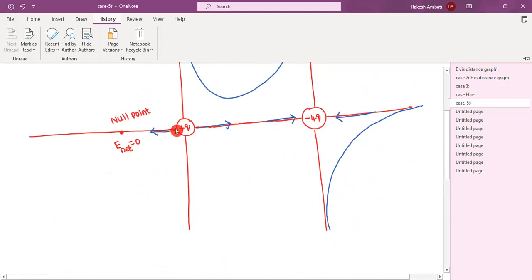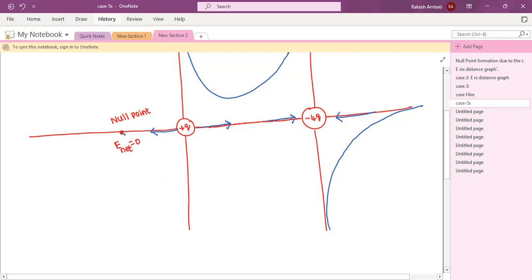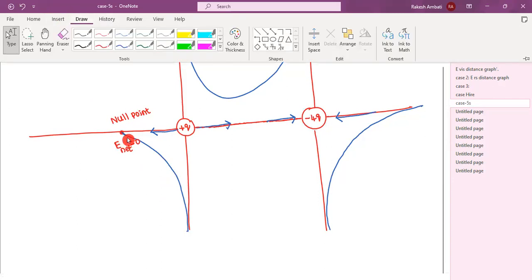So here, what is the intensity direction? The intensity direction is in the negative direction. In the negative direction, we have to draw the graph on the negative side. So the graph will be like this. At the null point, the resultant electric field becomes 0.